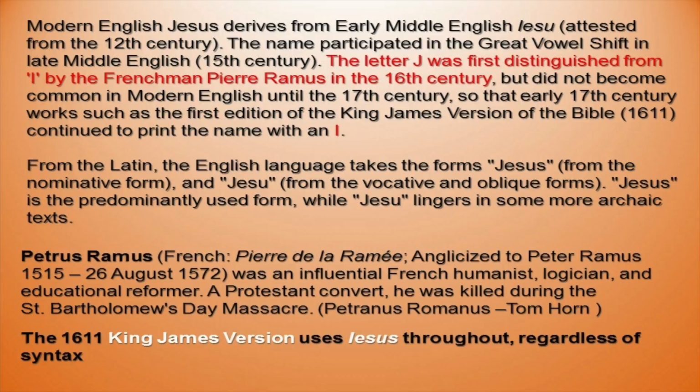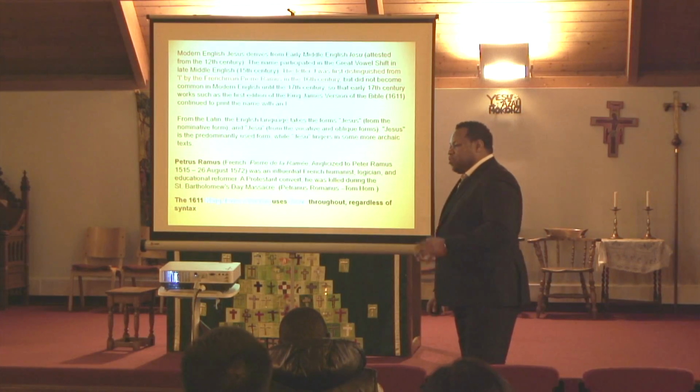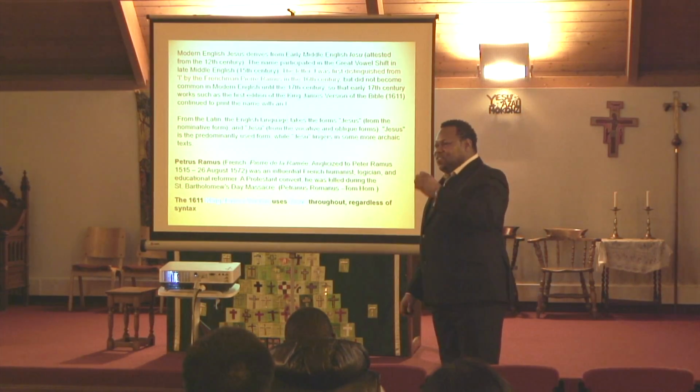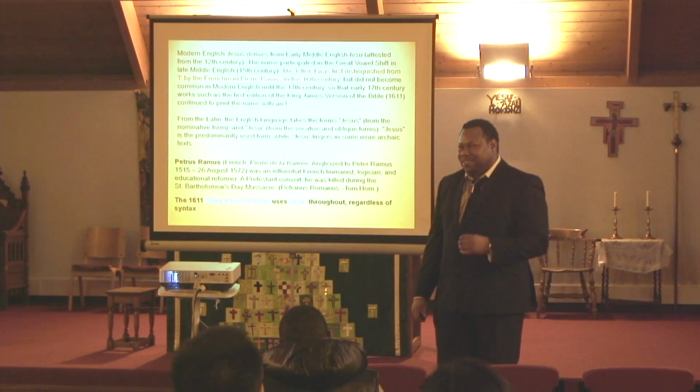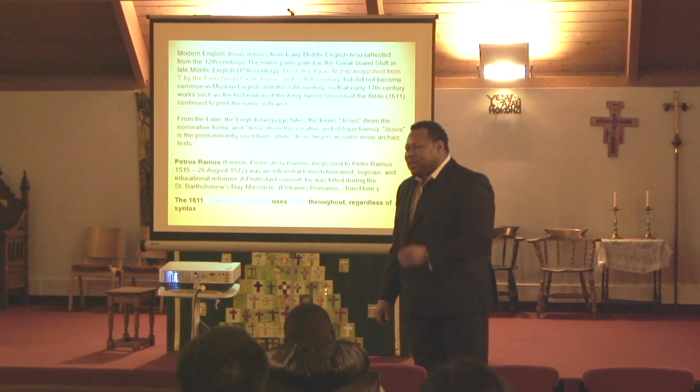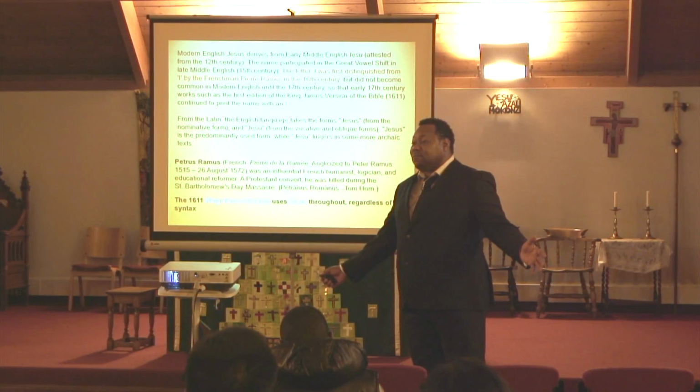The letter J was first distinguished from I, or E as it was pronounced, by the Frenchman Pierre Ramus in the 16th century. So the English language did not have a letter J until the 16th century. It is the most recent addition to our alphabet. So how could his name be Jesus?